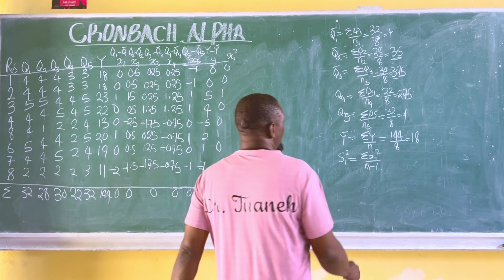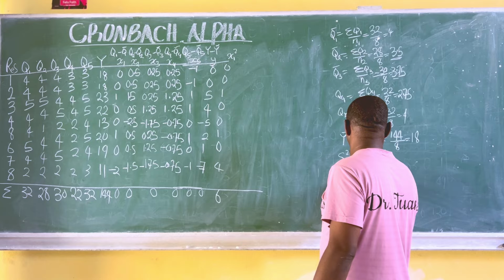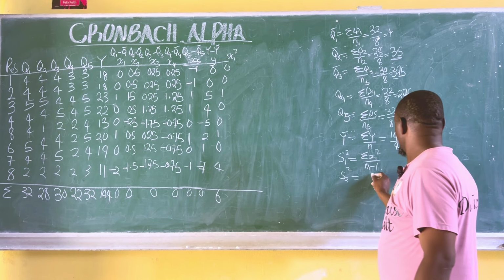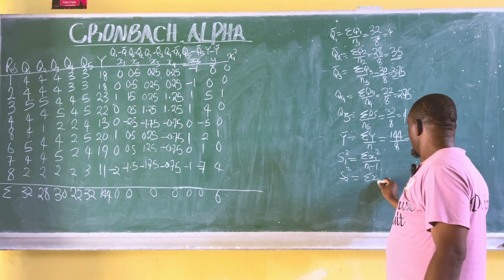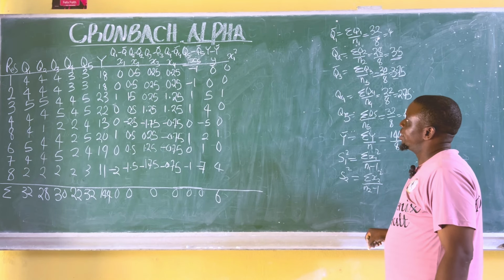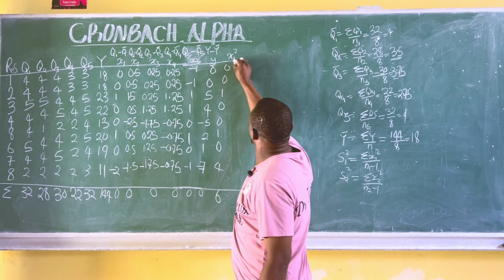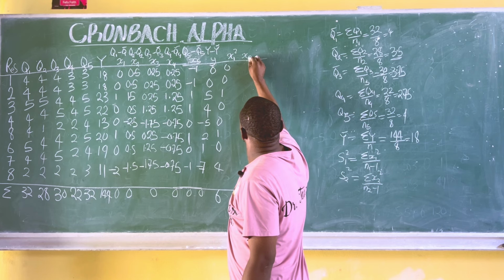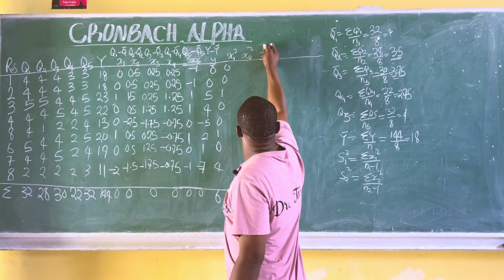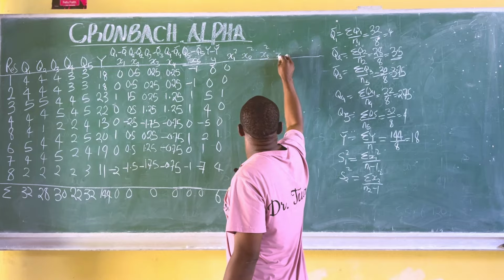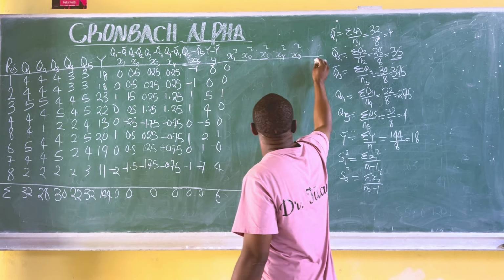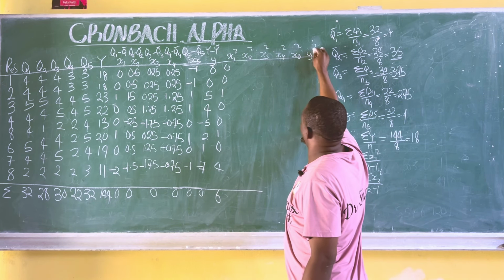Now, again, we also need the variance of the second item, call it S2 square, which will be summation of x2 square all over n2 minus 1. So we are going to create another column and call it x2 square. So also we will do for x3 square, x4 square, x5 square, and then y square.